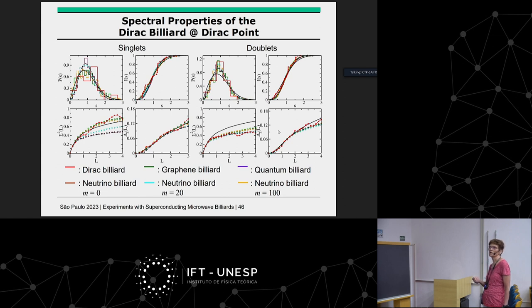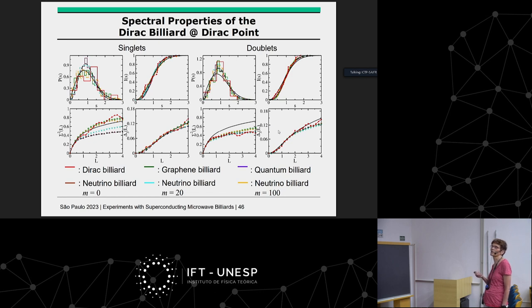And for the neutrino billiard, you find something on top of the GUE curve for mass 0. For the singlets, because, as I said, the Dirac equation violates time reversal invariance, you find GUE in all symmetry classes for the massless case. And when you now increase the mass, you come closer and closer to the results which you obtain for the graphene billiard or the Dirac billiard. But to get agreement with the relativistic billiard, we had to tune the mass to at least 20.